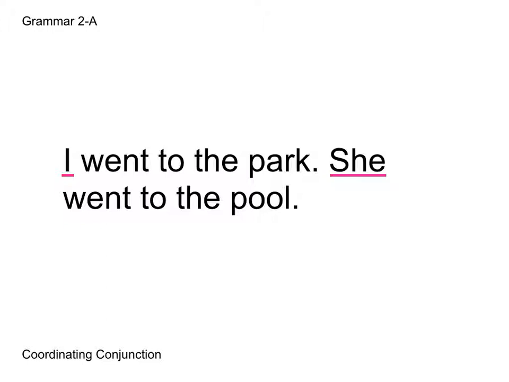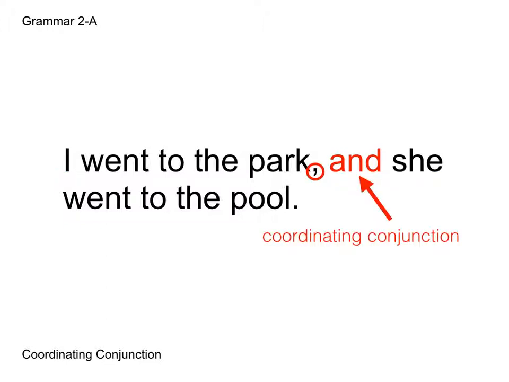So to combine them, what we need to do is we need to use the coordinating conjunction, but we also need to use the comma. So here we have I went to the park, comma, and she went to the pool. That comma is important because it is kind of like a makeshift period. You use that to show that I went to the park and she went to the pool are two different thoughts, and therefore they were two different sentences combined with the coordinating conjunction.